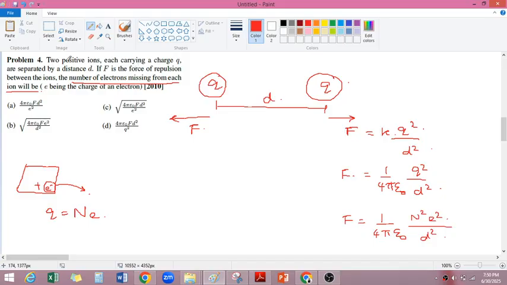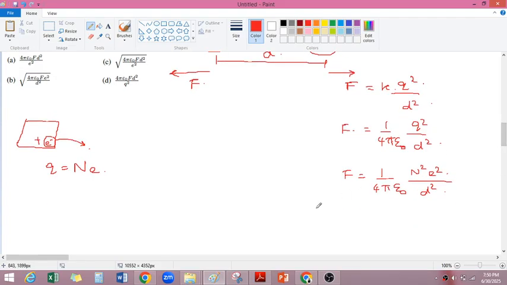Read the question: the number of electrons missing. So they are asking you to find the capital N. Bring everything on this side and we'll get the answer. So F into 4 pi epsilon naught D square divided by E square, and the square becomes square root when it comes on this side. I think it's either B or C. So it is not E squared by D square, it will be D squared by E square. So this is my correct answer.